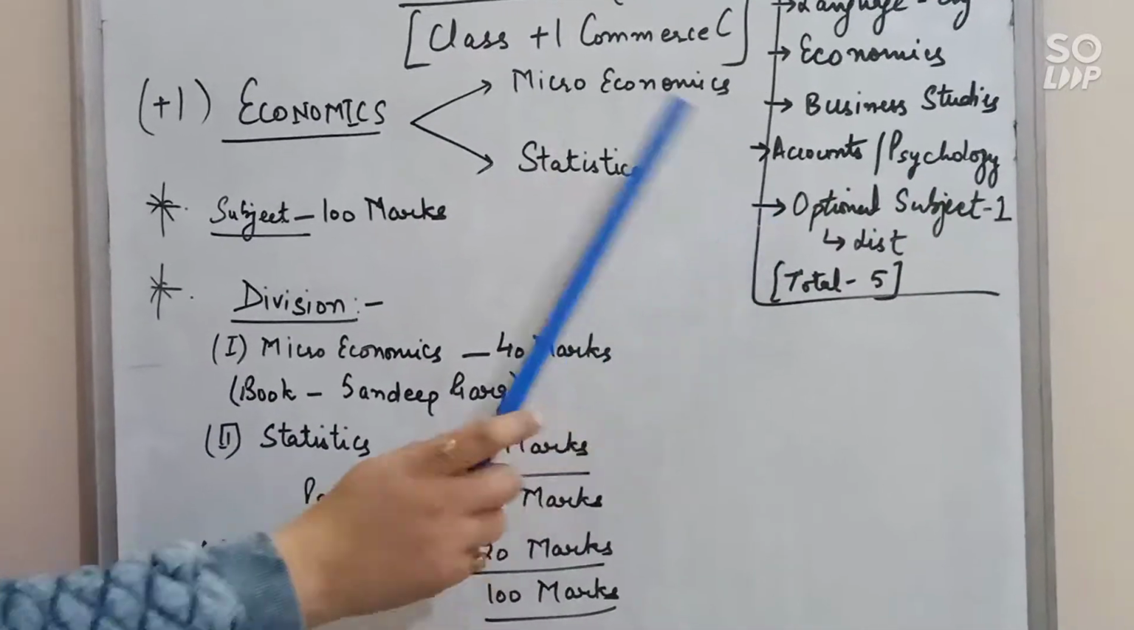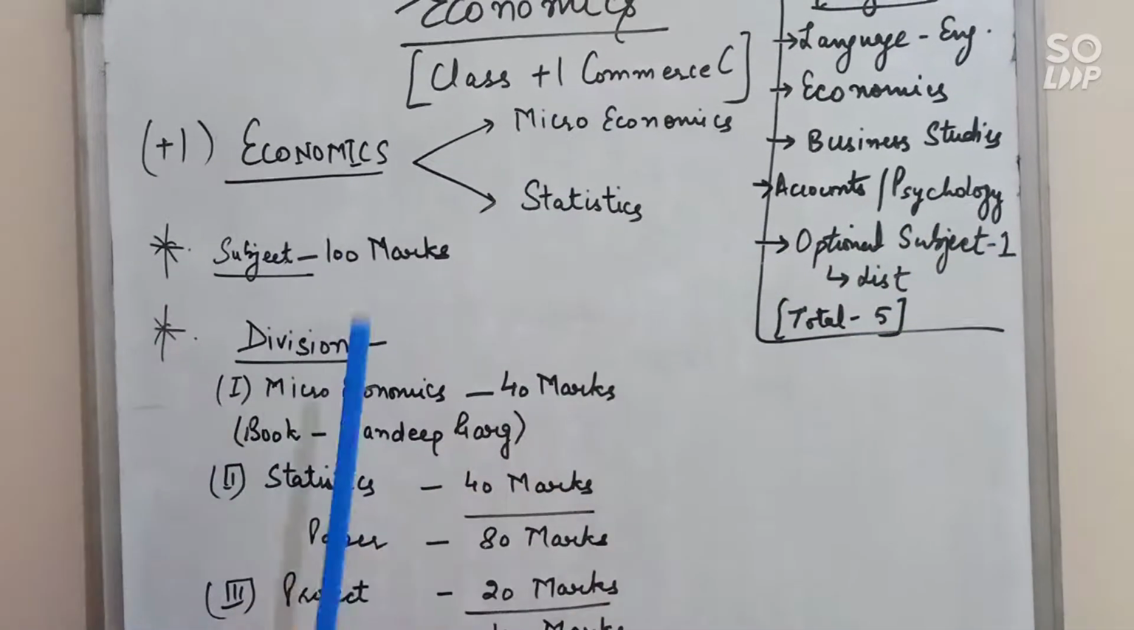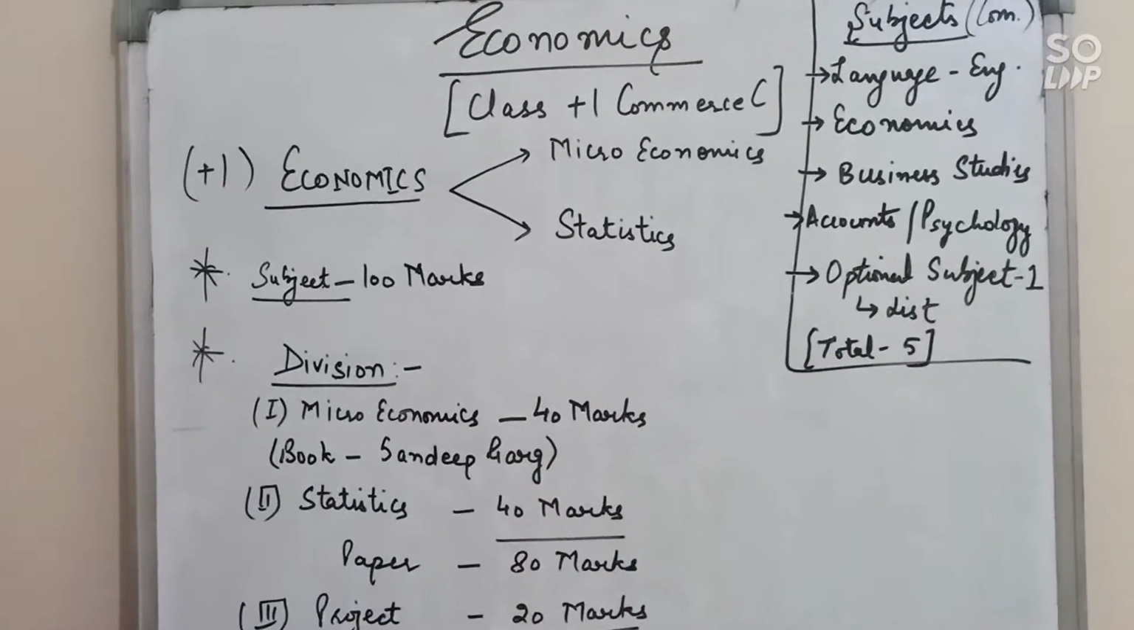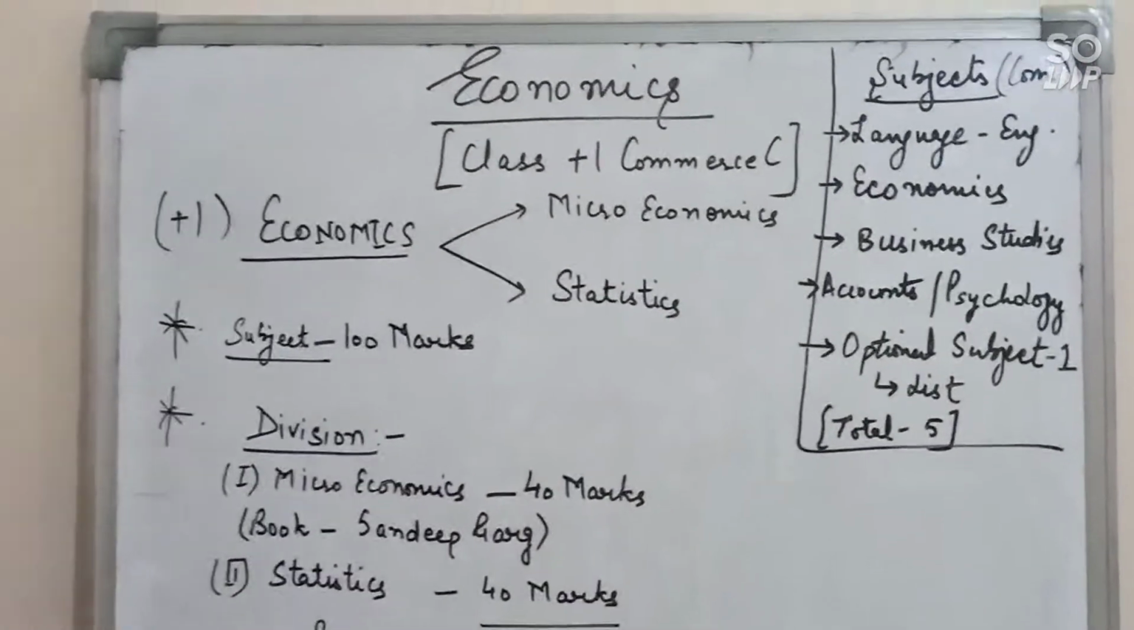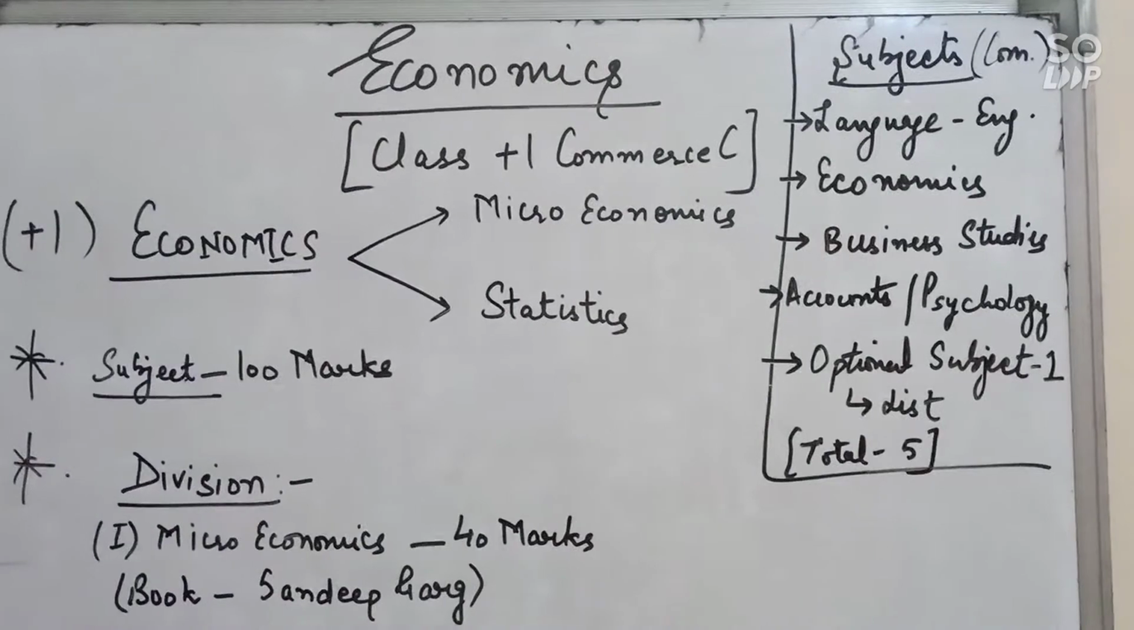And then last is an optional subject. One optional subject you can select. I have already sent the list. You can check and select any one. And so we have a total of 5 subjects in commerce.